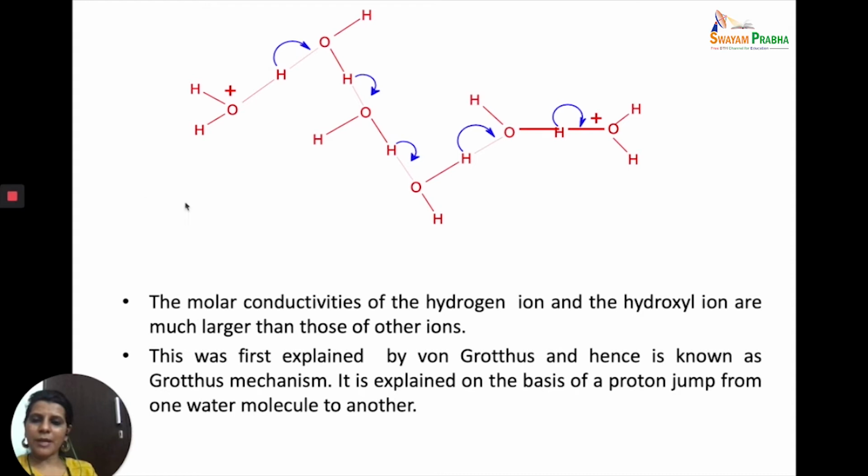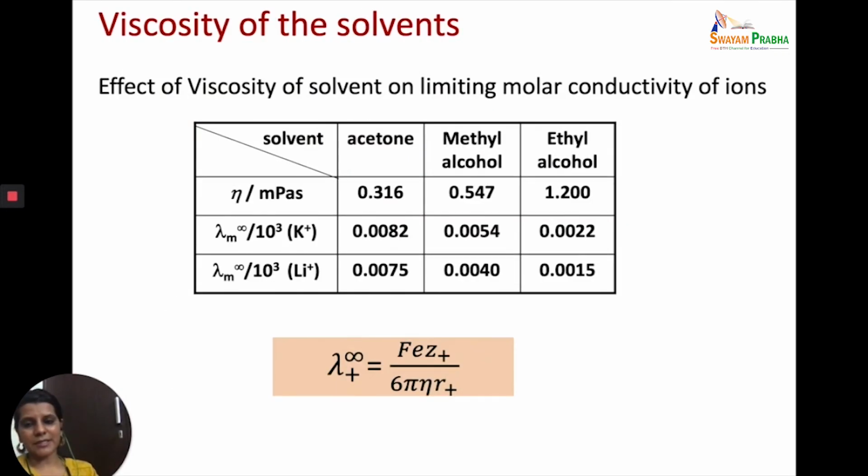You have a hydronium ion, H3O plus. The H plus from this hydronium ion will jump to the neighboring water molecule. This neighboring water molecule will then become a hydronium ion, and the H plus from it will then jump to the other water molecule. So the proton, because it is jumping from one water molecule to another, has faster movement. Its molar conductivity will obviously be much higher than the other ions in the solution. This was explained by von Grotthuss, and so it is called the Grotthuss mechanism.